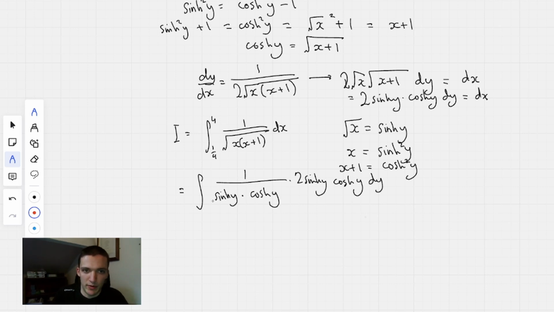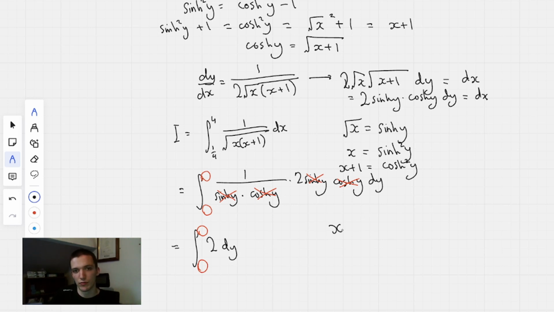Now a few things happen. These guys will cancel out, and these guys will cancel out, and so my integral is now simply from 2 dy. But I need to know what bounds, because I've ignored this bit so far, haven't I? So I need to know what is going to go here. Well, let's start to figure that out.